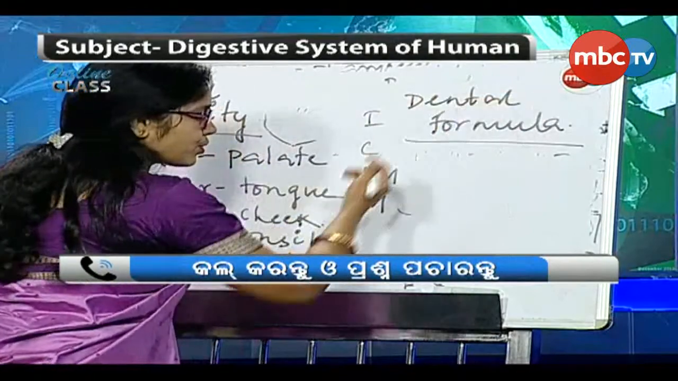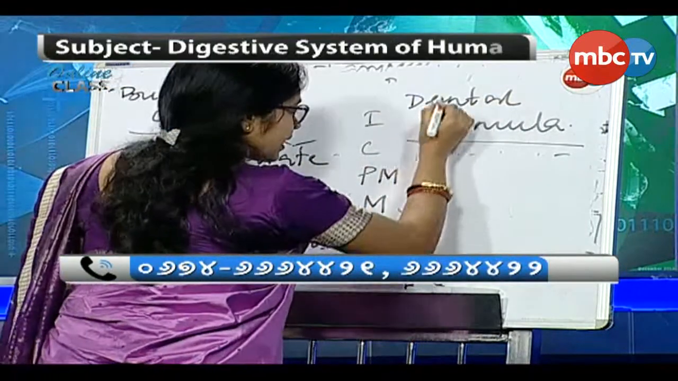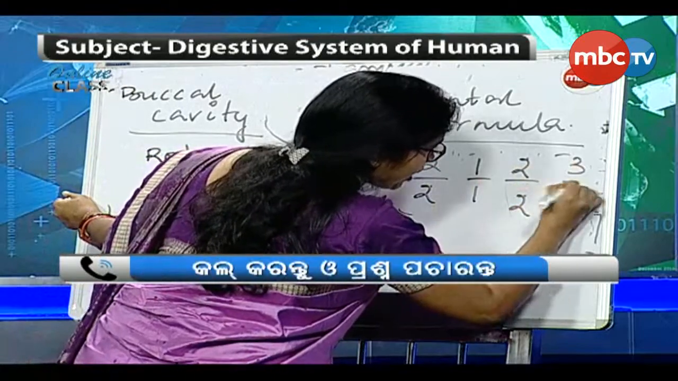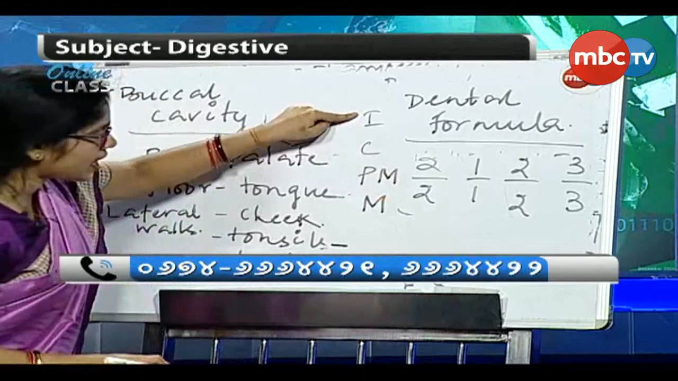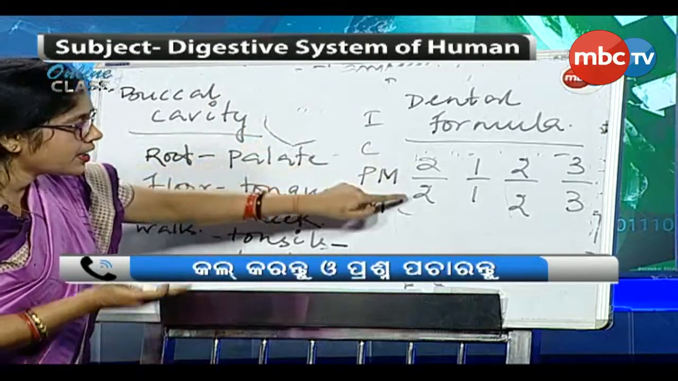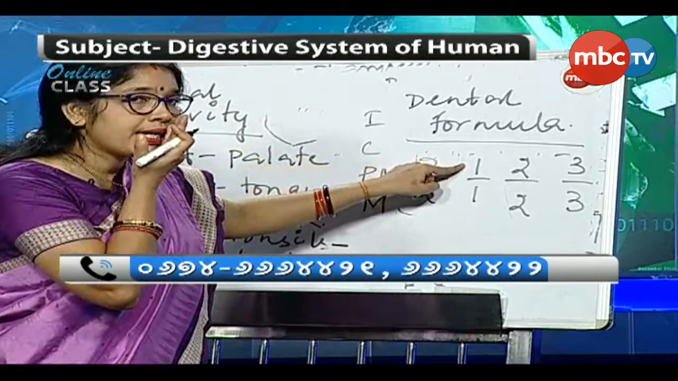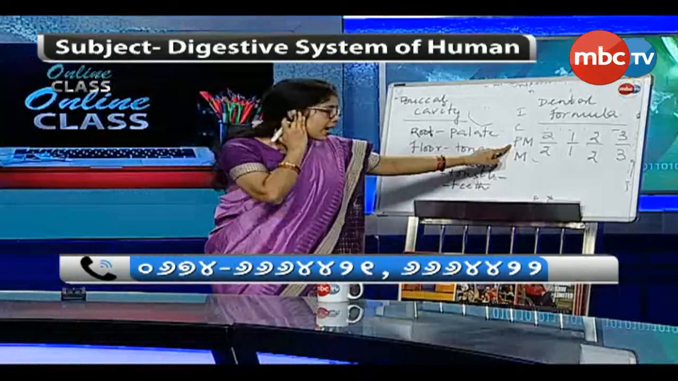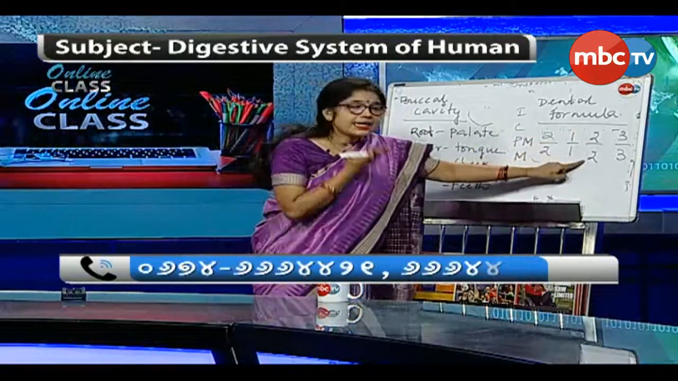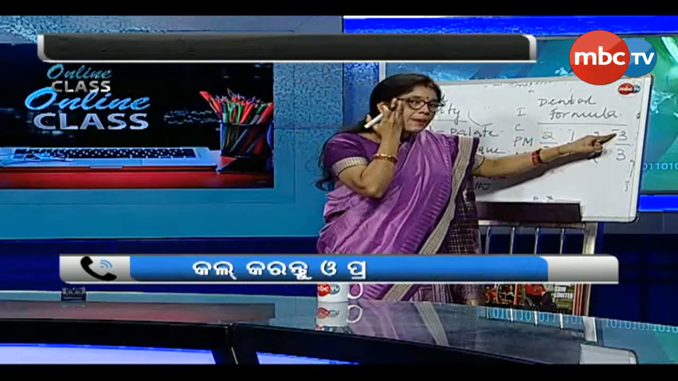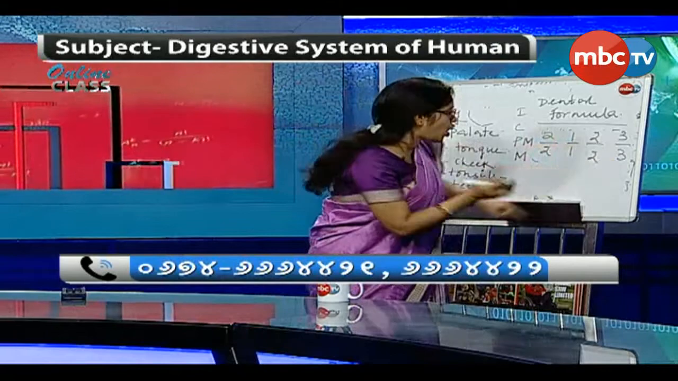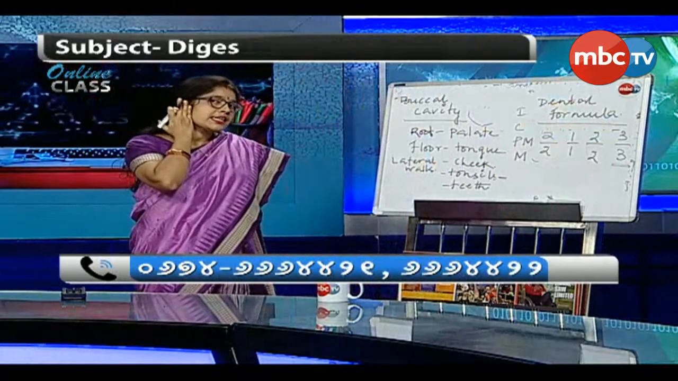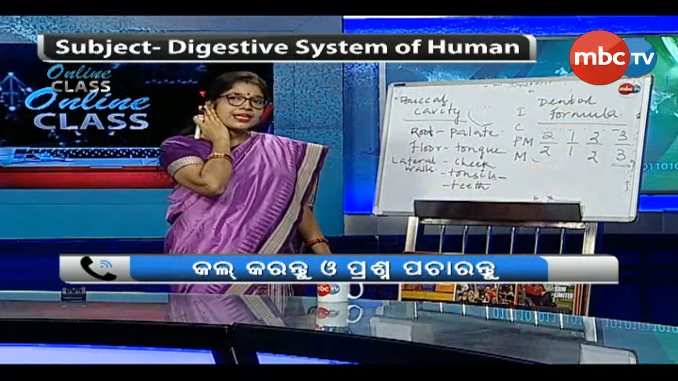According to the dental formula in an adult individual, the dental formula is 2 by 2, 1 by 1, 2 by 2, 3 by 3. So, it means incisor in half of the upper jaw 2, incisor in half of the lower jaw 2, canine in half of the upper jaw 1, canine in half of the lower jaw 1. Premolar in half of the upper jaw 2, premolar in half of the lower jaw 2, molar in half of the upper jaw 3, molar in half of the lower jaw 3. So, the upper jaw contains 3 molar teeth. Similarly, the lower jaw also contains 3 molar teeth.